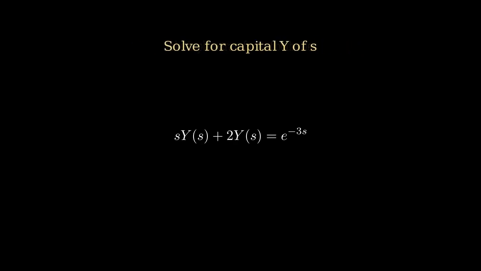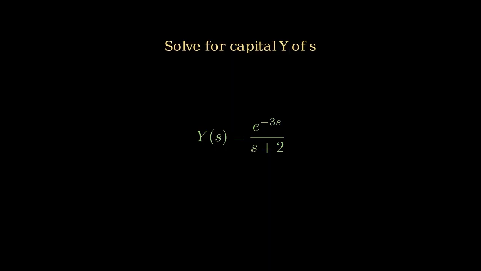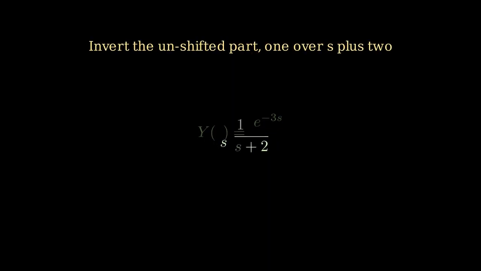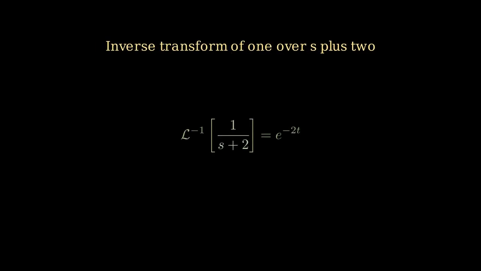Solving that equation for Y(s) gives Y(s) = e^(−3s)/(s + 2). To invert this, first ignore the time shift and invert the unshifted part, 1/(s + 2). The inverse Laplace transform of 1/(s + 2) is e^(−2t).